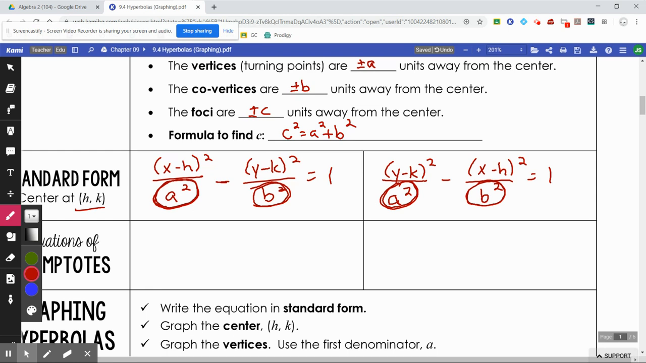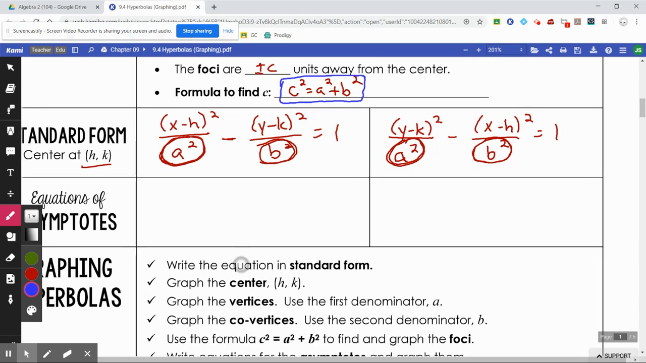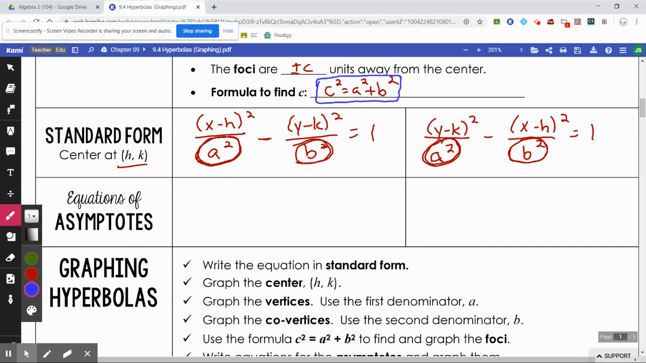Something else, the way that I remember the formula for the foci: keep in mind that with an ellipse, this was a plus sign, however the formula for the c was c squared equals a squared minus b squared. With a hyperbola, this is a minus sign, and c squared is equal to a squared plus b squared. So the way that I remember that is the formula for the foci is always opposite of what the actual standard form for your hyperbola or ellipse is. So there we go. Again, a squared is listed first, b squared second.